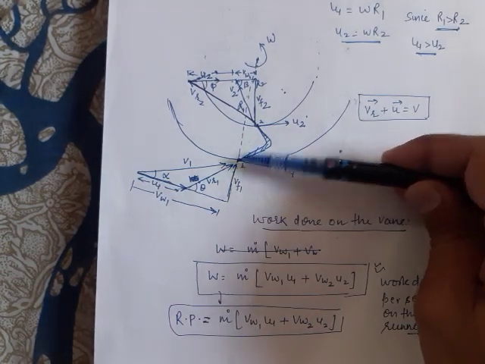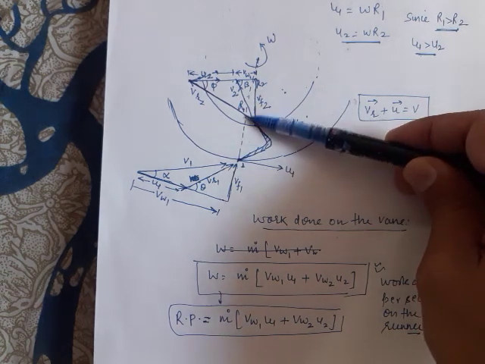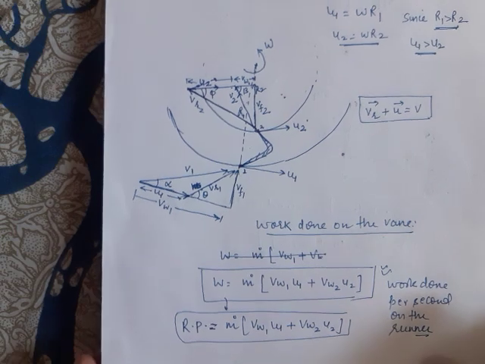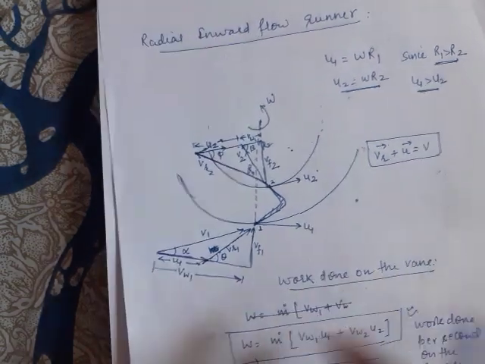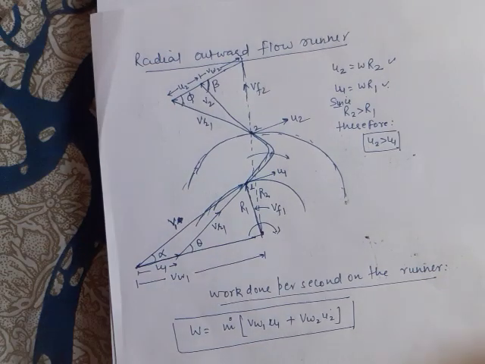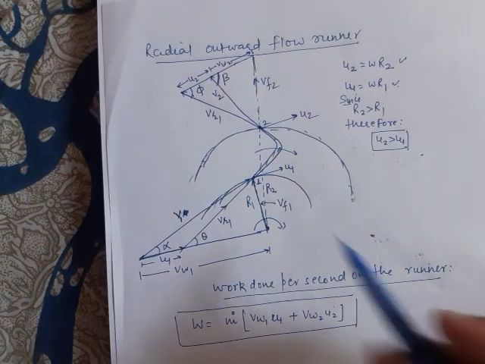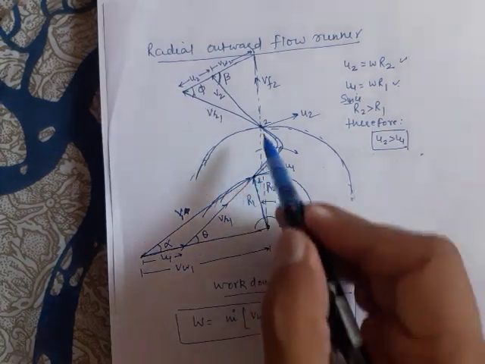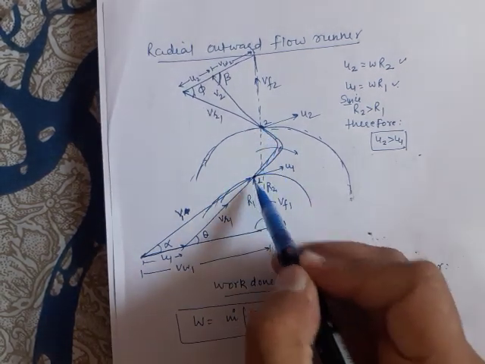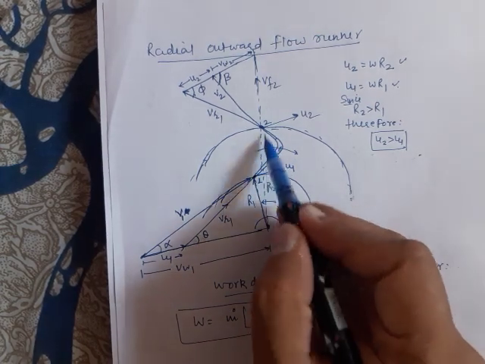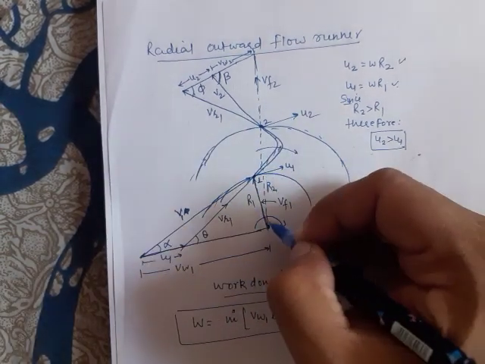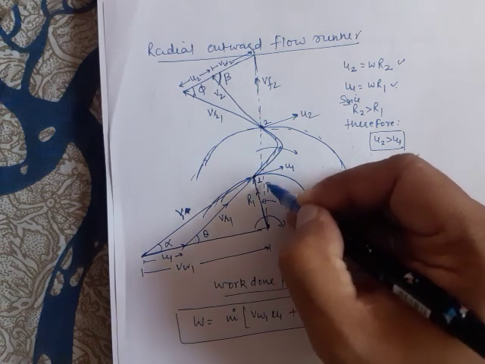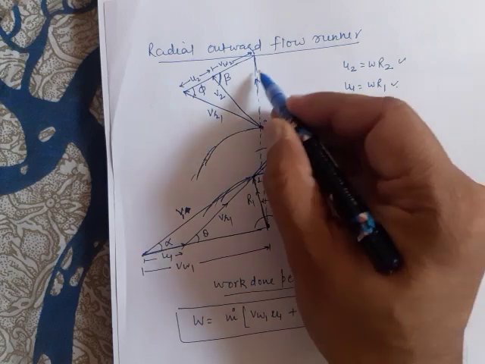This is the velocity triangle for a radial inward flow runner. Please observe, this is the inlet and this is the exit, so the flow is radial inward. And these are the velocity triangles for a radial outward flow runner. This is the entry point at the smaller radius from the center, R1, and this is the exit at R2. Along the radius at inlet the velocity component is vf1, and along radius R2 the velocity component is vf2.